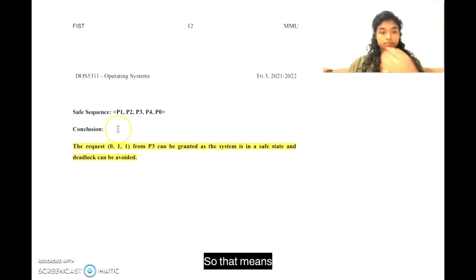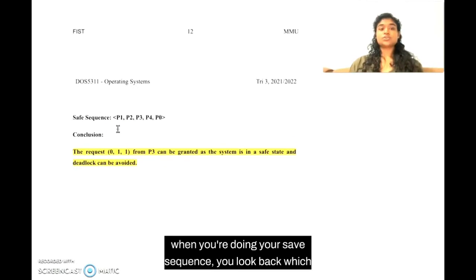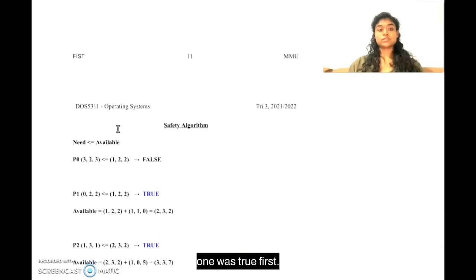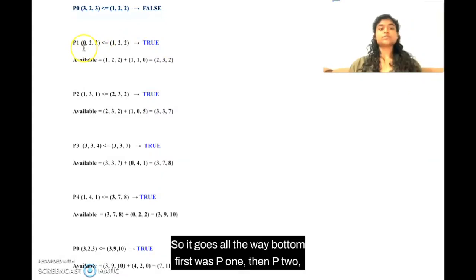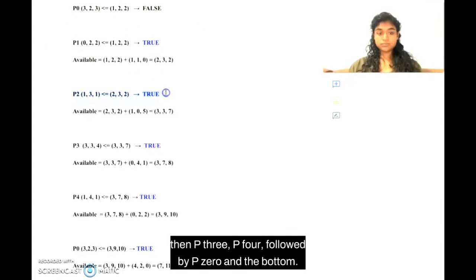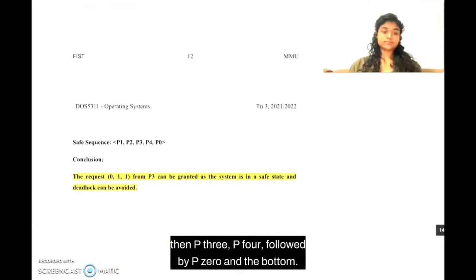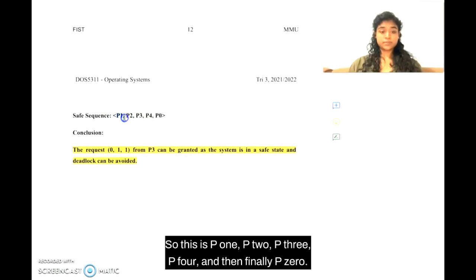So that's how when you're doing your safe state sequence, you look back. Which one was true first? So P0 was pushed down, so it goes all the way to the bottom. First was P1, then P2, then P3, P4, followed by P0 at the bottom. So your safe sequence would be P1, P2, P3, P4, and then finally P0.